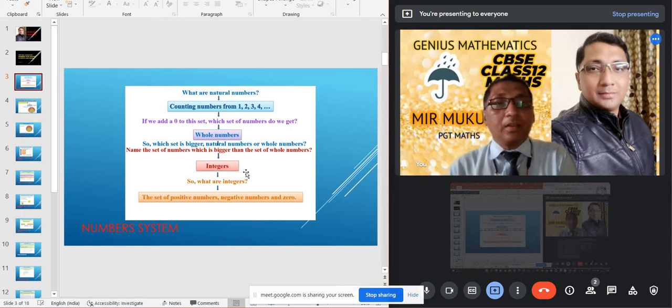Minus infinity. Okay. Then dot dot dot. Then minus 2, minus 1, 0. Then 1, 2, 3. Okay. Dot dot dot up to infinity. So all are the integers you did in class 7. So what are integers? The set of positive numbers, negative numbers and 0. That is integers, right?